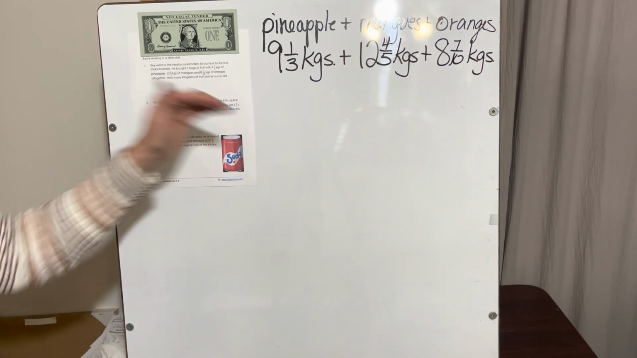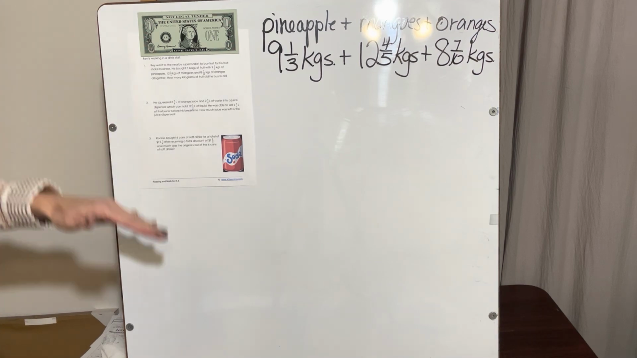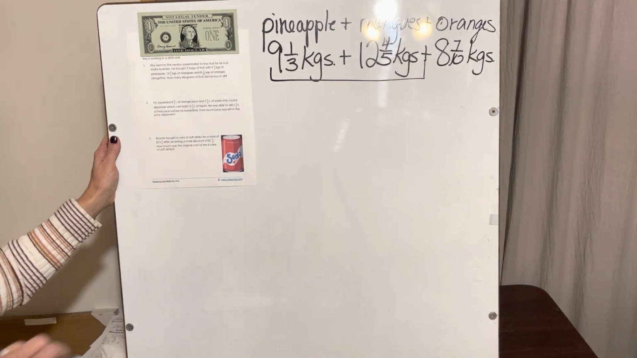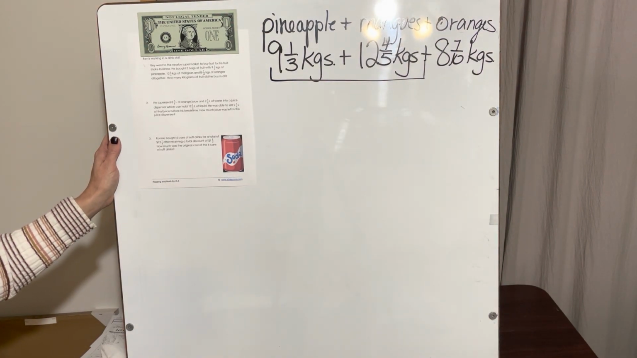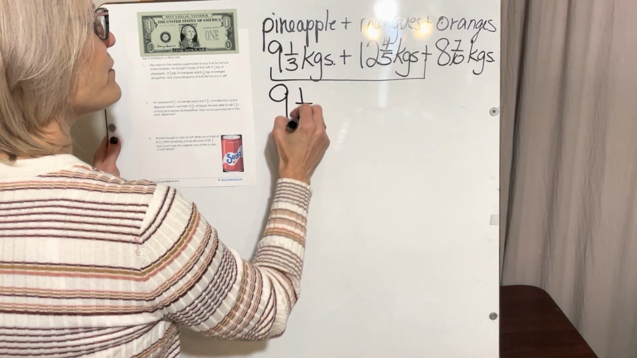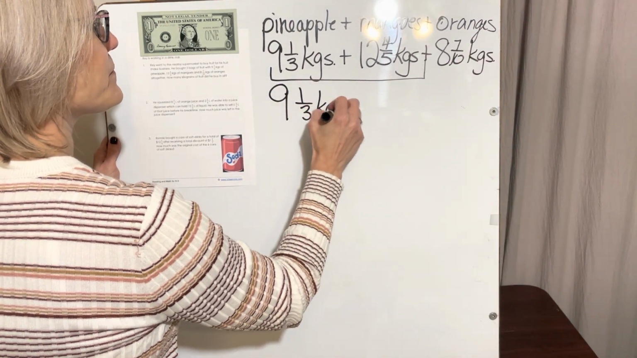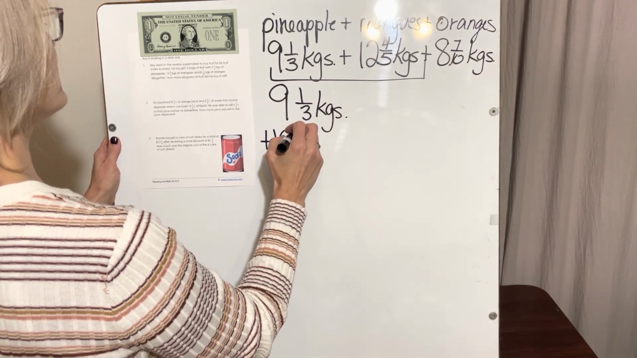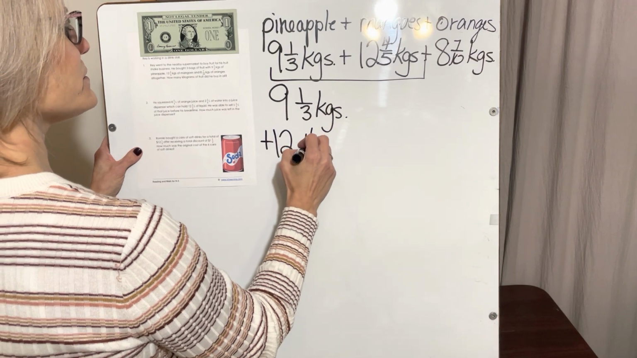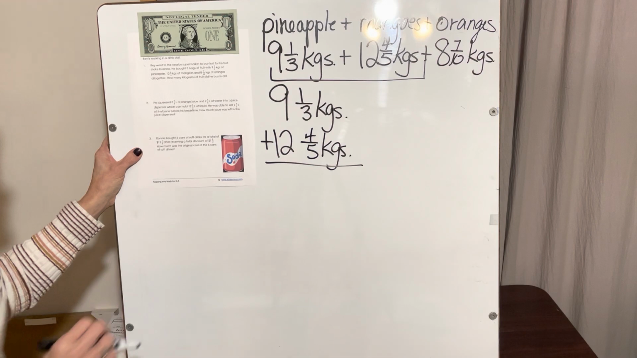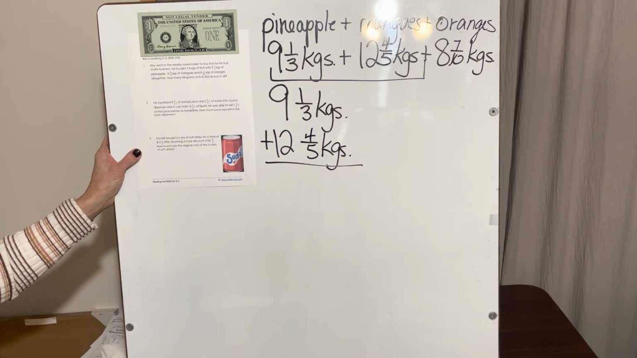Now, I don't like writing it horizontally. I like writing things vertically. I'm going to start with this piece of information, and then I'll add in the other piece of information. So I'm going to go ahead and write 9 1/3 kilograms, which are the pineapple, plus the 12 4/5 kilograms, which are the mangoes. Okay, now, I do not have a common denominator. I want to find a common denominator.